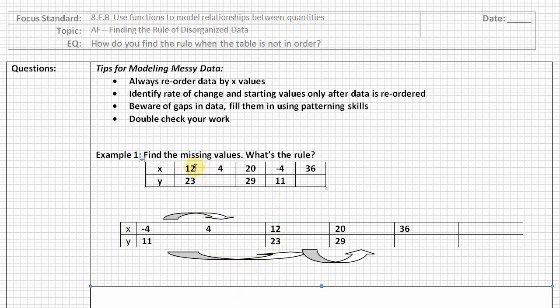So now, in order to find our missing values, we need to start to find that change in y and that change in x to start to find the rate of change. So go ahead, pausing the video here, see if you can start to find what the change in x and what the change in y is. And then resume the video to check your work with mine.